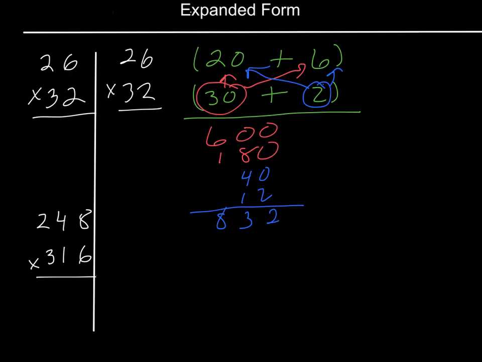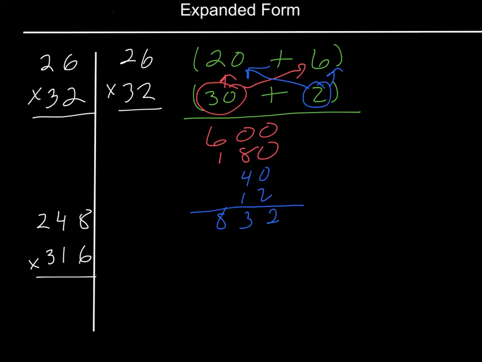832. And one nice thing about this is when you write this in expanded form, you're keeping the place value. So we're keeping track of the fact that this number represents 20, not a 2. And this represents 30, not a 3. So by multiplying it out like this, we see that it has some better place value.